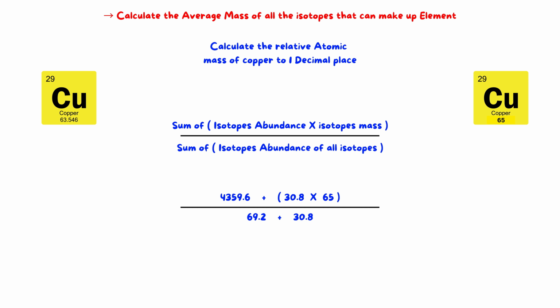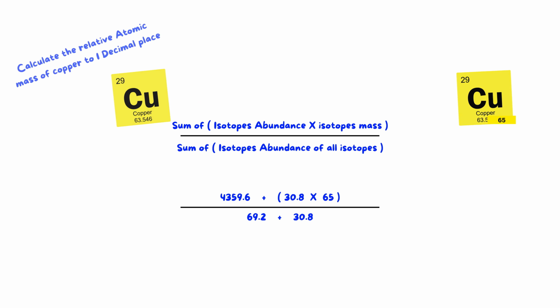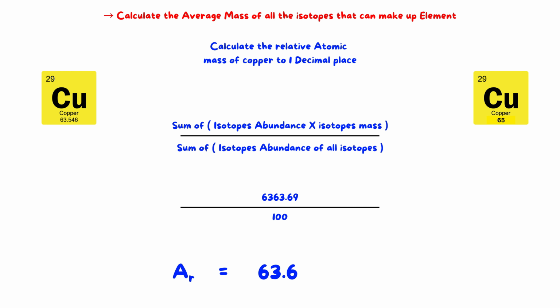So 69.2 multiplied by 63 equals 4,359.6, and 30.8 multiplied by 65 equals 2,002. Adding these gives us a total of 6,361.6. To finish the calculation, we divide this total by the sum of the abundances, which is 69.2 plus 30.8, giving us 100. This makes sense because the total percentage of all isotopes should equal 100%. So we divide 6,361.6 by 100 to get 63.616, which we round to one decimal place as 63.6.